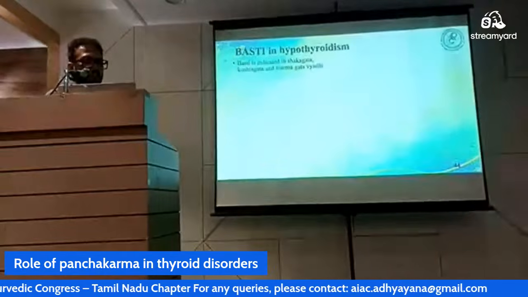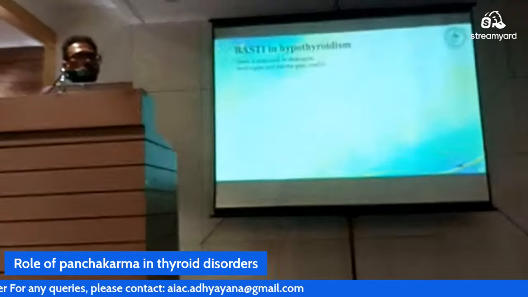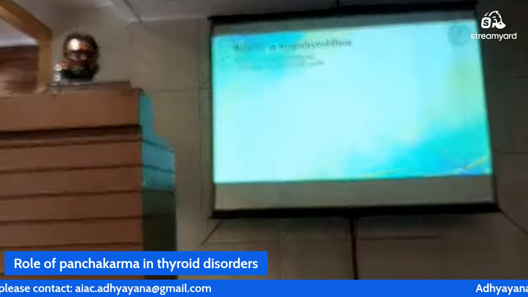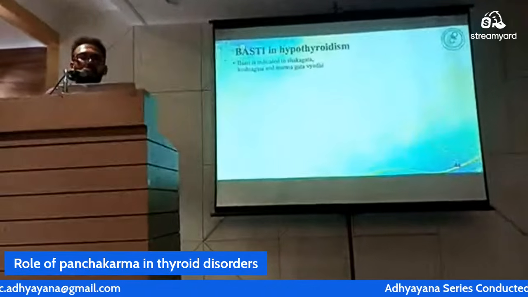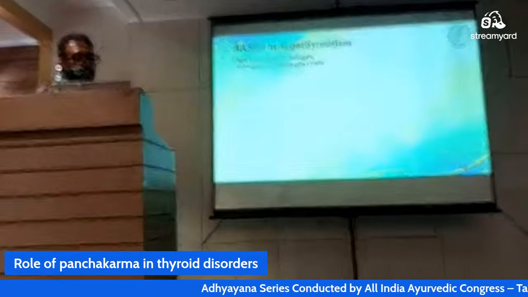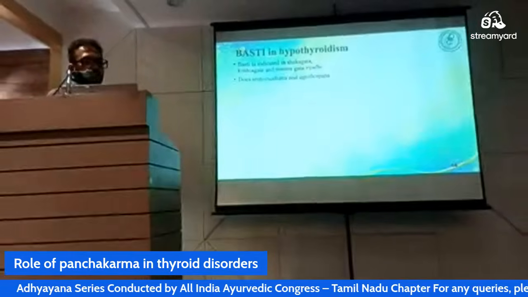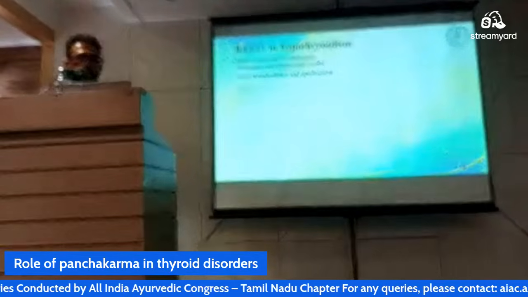Third is Basti in hypothyroidism. Basti, as we know, is indicated in all Vataja, Pittaja, and Kaphaja conditions, and that is why even Acharya Charaka said Basti is considered as Ardha Chikitsa. Shakhagata, Koshtagata, Marmagata, Sandhigata, Vyadhigata. So in all the doshas and all the conditions, Basti can be given.